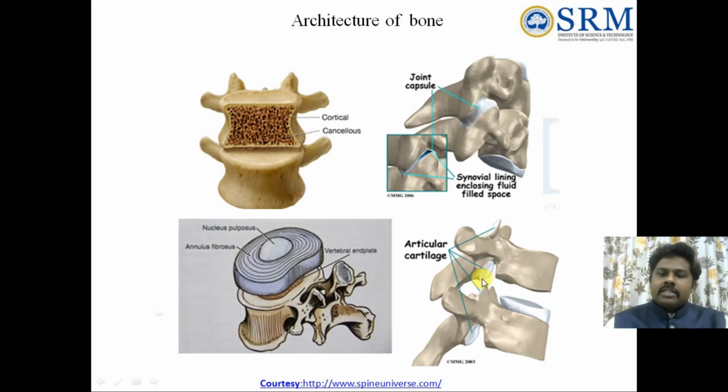This area is called the articular cartilage. Bones are different, cartilages are different. Cartilage is soft, the structure will be very soft. This area is called the cartilage. For example, here and here there are cartilages. So this is the architecture of the bone. For our spine completely, this is the main architecture we should know.